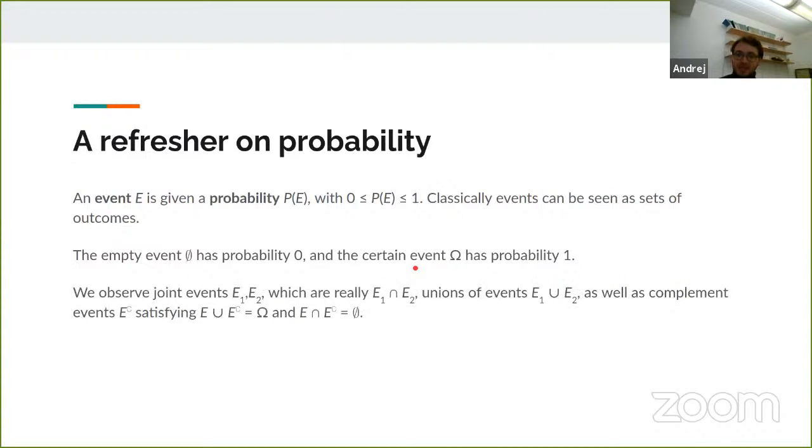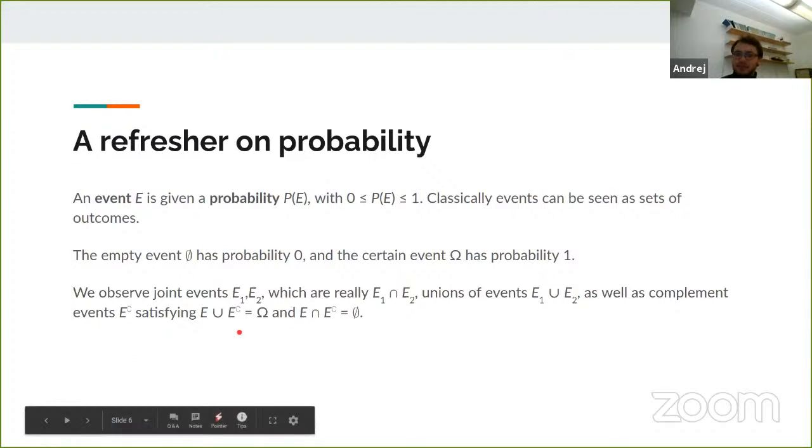And because these are sets, it makes sense to look at intersections and unions and complements, all set operations. So we refer to these intersection events as joint events, and we use this comma notation. Unions are just written as unions like here. And the complement event is really just the event that says, oh, E didn't happen. What are all the other possibilities? So it's the event that's disjoint from E, and when you take the union of them, that gives you the certain event.